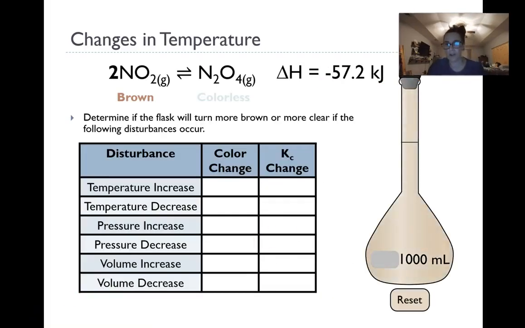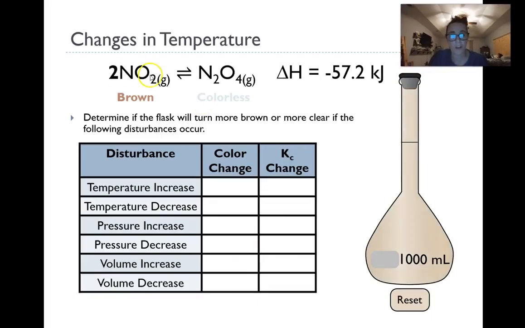So let's look at an example of this. Okay, so we have nitrogen dioxide gas, which is brown, and then the dinitrogen tetroxide gas is colorless. So you can literally see if the reaction is shifting more towards the reactants or products by looking at the color change in this flask. Okay, so we're going to determine if the flask will turn more brown or more clear if the following disturbances occur. Okay, so it is an exothermic reaction. It's going to release heat. So if we increase the temperature, it is going to want to shift to the left to absorb the excess heat. So it's going to be more brown.